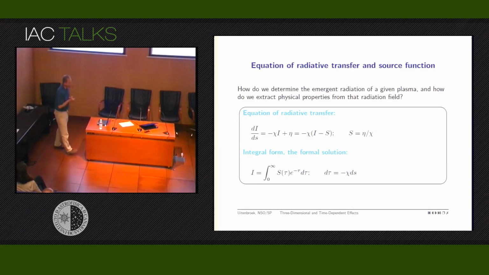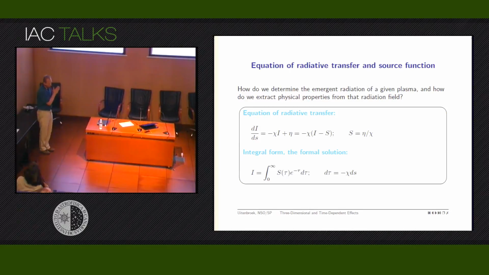So first, 2 slides about radiative transfer. How do we determine the emergent radiation from a given plasma, and how do we extract physical properties from the observation of that radiation field? Well, we solve the equation of radiative transfer. This, of course, is one of the simplest differential equations that you can imagine, but all the details are hidden in the atomic physics that you also have to solve to calculate the radiation field, to determine the absorption coefficient chi and the emission coefficient eta.